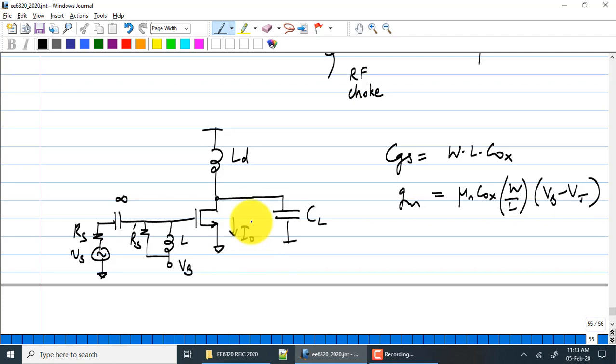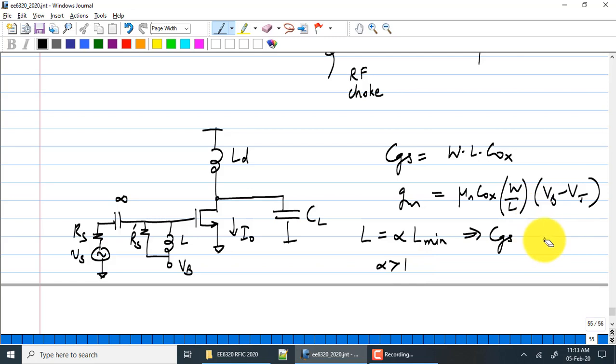Whereas if you were to choose an L which is larger than the minimum length, the W will also have to scale correspondingly for the same GM. Which means if you increase L, the capacitance CGS, for example, goes as L squared effective. Let me write it maybe in this form. Some alpha times L min.